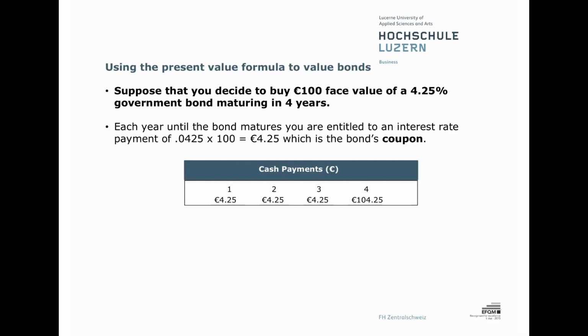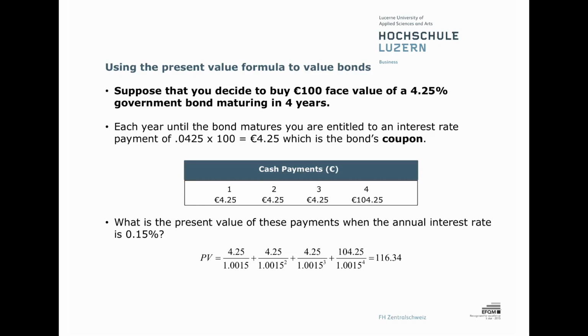Based on these characteristics, it follows that we observe the following cash payments until maturity. 4.25 euros in the first year, 4.25 euros in the second year, 4.25 euros in the third year, and the final cash flow of 104.25 euros in the final year, which includes the repayment of the initial investment amount.